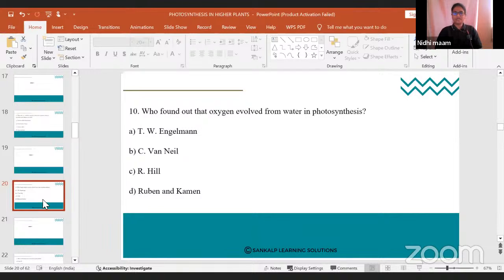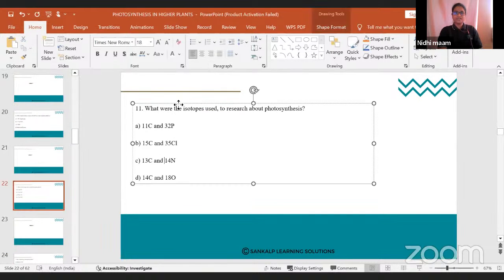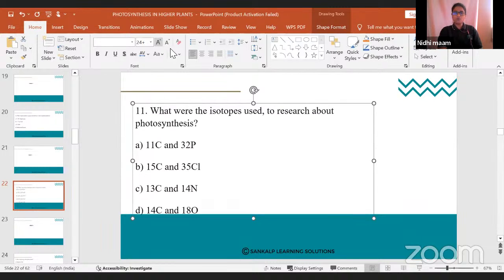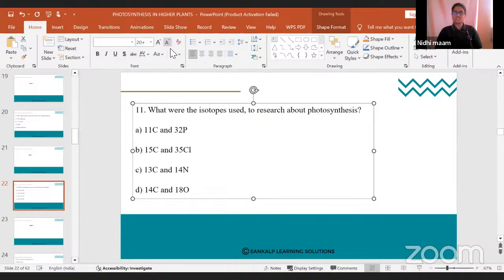R Hill discovered that oxygen is evolved, or comes from water, during photosynthesis. Remember R Hill. Then what were the isotopes used to research photosynthesis? A is 11C and 32P, B is 15C and 35Cl, C is 13C and 14N, D is 14C and 18O.